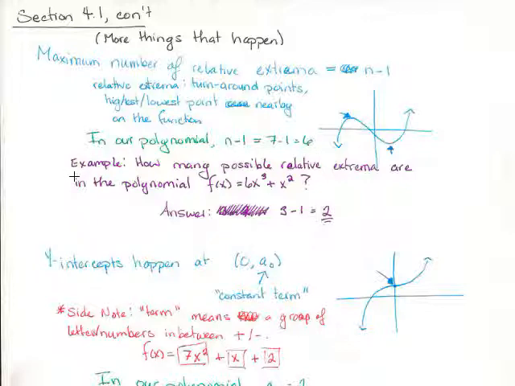The example here is how many possible relative extrema are in the polynomial f of x equals 6x to the 3rd plus x squared. Now remember, you have to start with finding n, the highest power, which is 3, as you can see. And then we want to take n minus 1, so 3 minus 1 is 2. 2 is the most possible relative extrema, or turnaround points, that you can have in this particular given function.